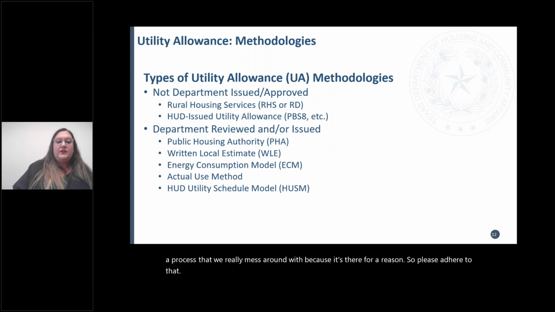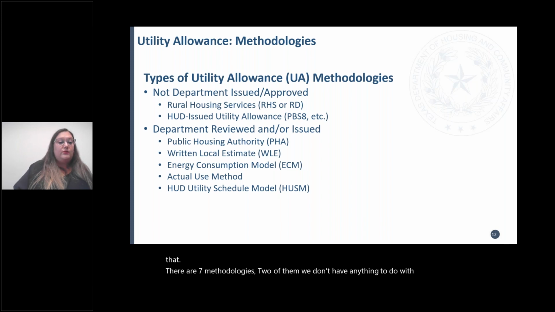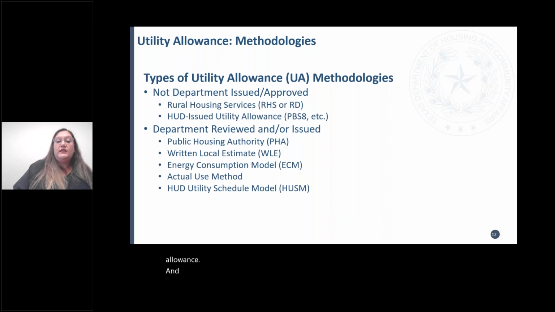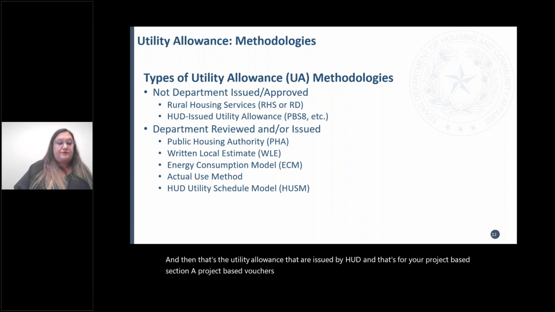There are 7 methodologies. 2 of them we don't have anything to do with except we look at them when we do a monitoring review. And that's the rural housing or rural development utility allowance. And then there are the utility allowances that are issued by HUD. And that's for your project-based Section 8, project-based vouchers, that sort of thing.